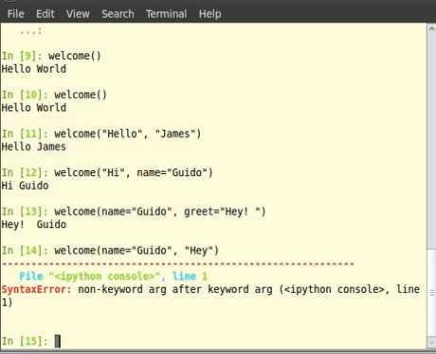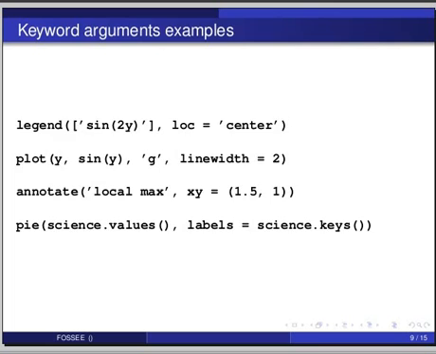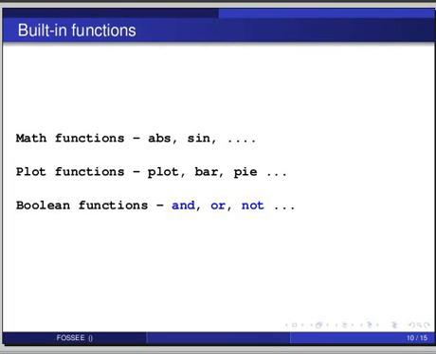So that brings us to the end of what we wanted to learn about keyword arguments. Before defining a function of your own, make sure that you check the standard library for a similar function. Python is popularly called a batteries included language for the huge library that comes along with it. Math functions: abs, sin; plot functions: plot, bar, pi; then boolean functions like and, or, not.